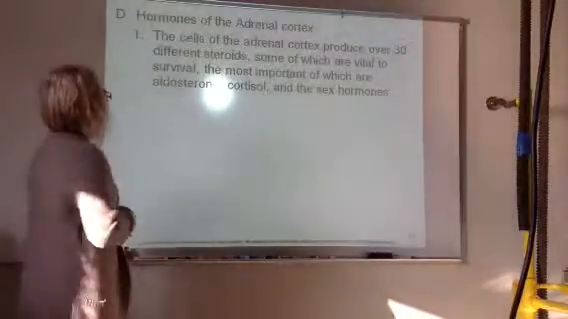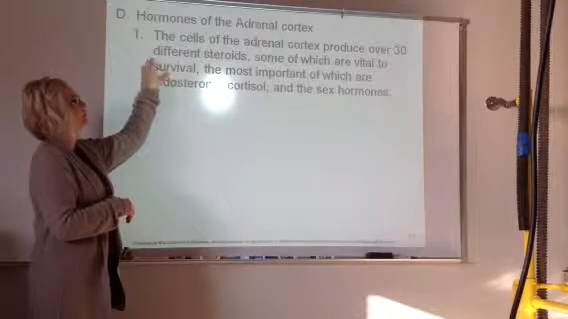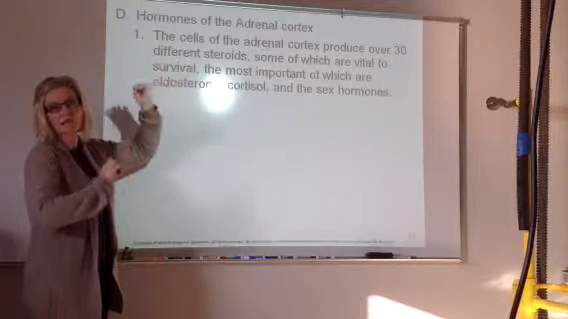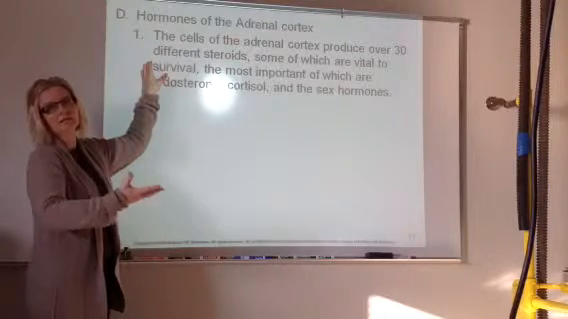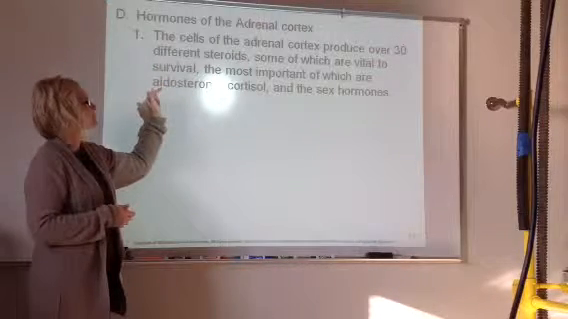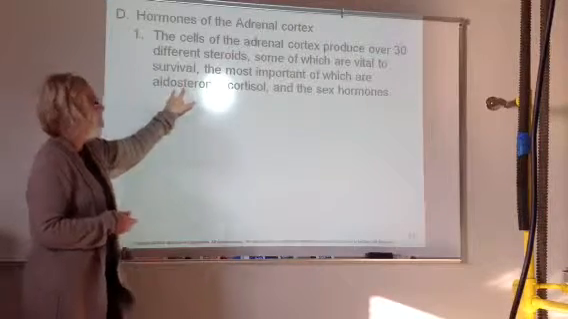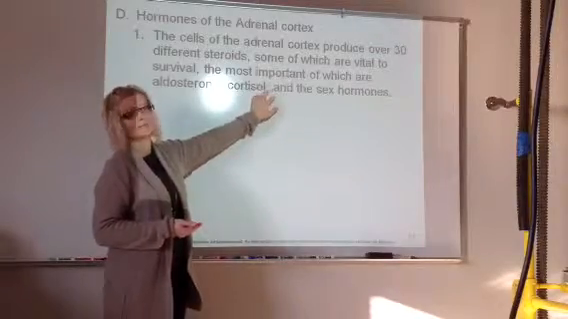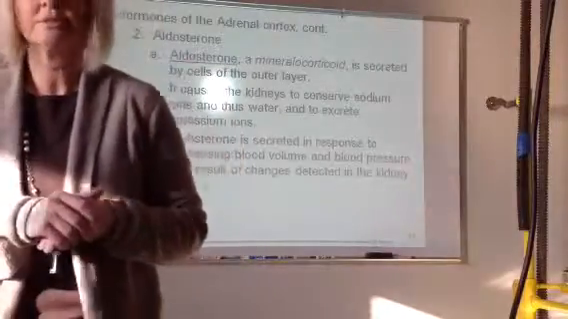So now, if I look at the cortex, the cells of the cortex produce over 30 different steroids. So that large outer part is very important for producing types of steroids. Some are vital to survival, and aldosterone, I told you this would be a big one on your test. Cortisol, which deals with corticosteroids, and sex hormones, which are important for different genders.